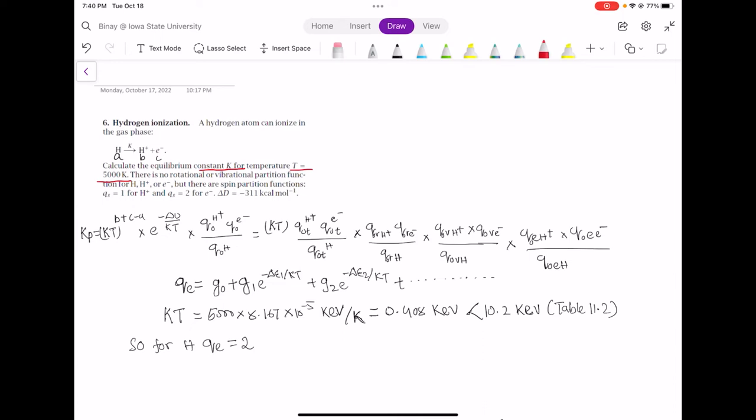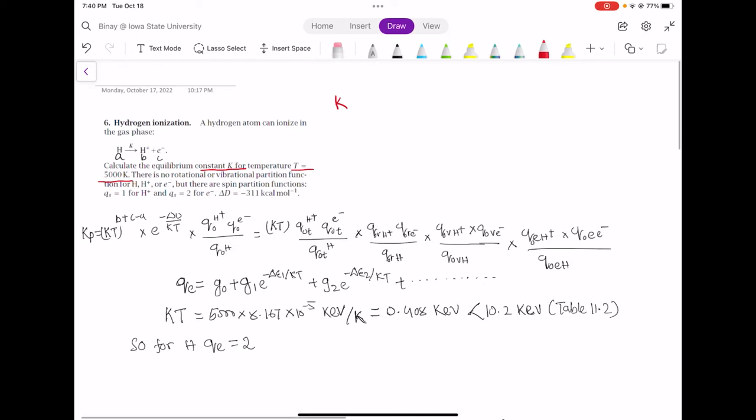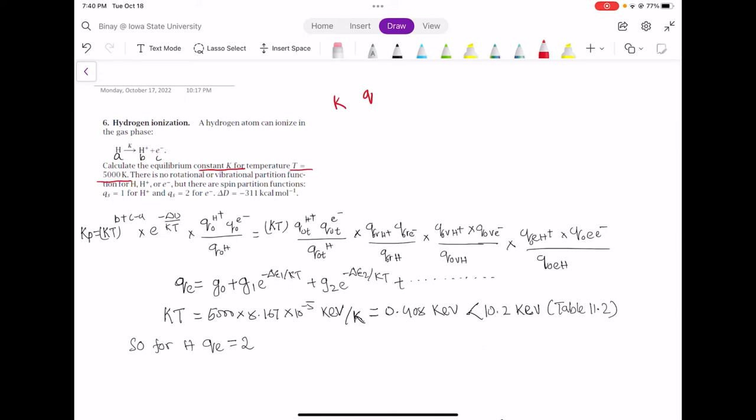But before solving, let's see exactly whether we need to calculate K or something else. When you calculate K, you need Q, and Q is directly proportional to volume. But in this question, there is no information about volume. When you calculate Kp, we need Q naught, and Q naught is equal to Q over V, so the volume term gets eliminated. Since there is no information about volume, we can say we need to calculate Kp for this question.